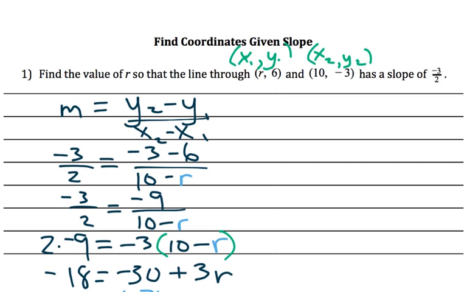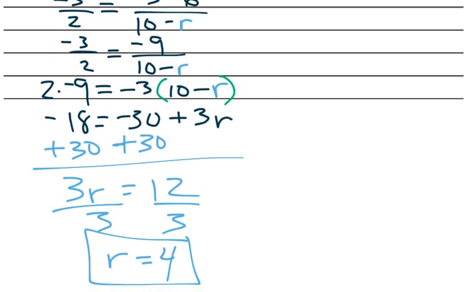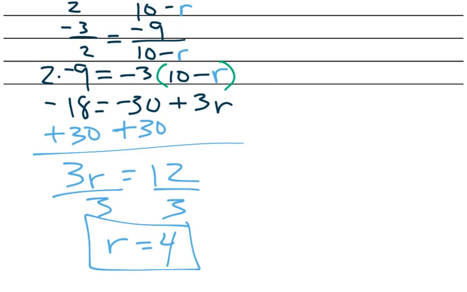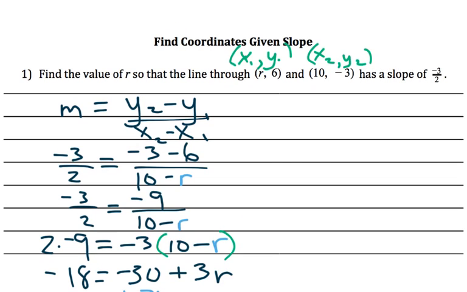So if I look at the problem, we had to find the value of r so that the line through r, 6 and so on would have that certain slope. And I'm going to rewrite this in red just so I can talk us through it. By accident, I wrote 6 there. I fixed that.